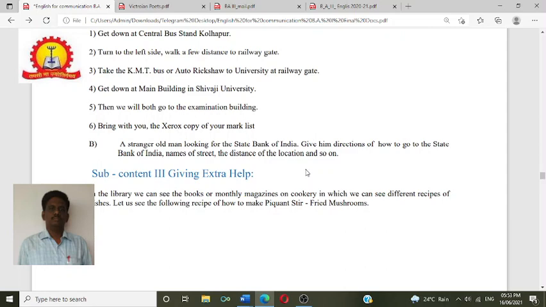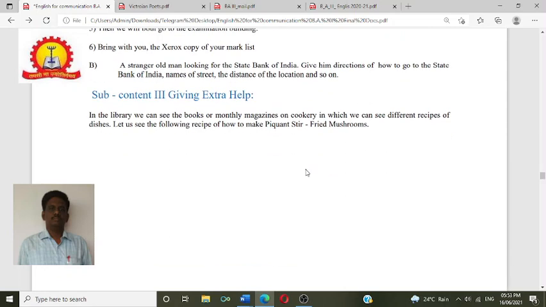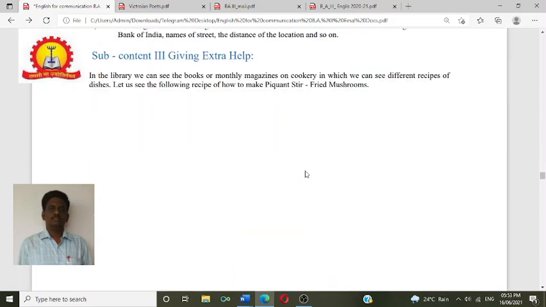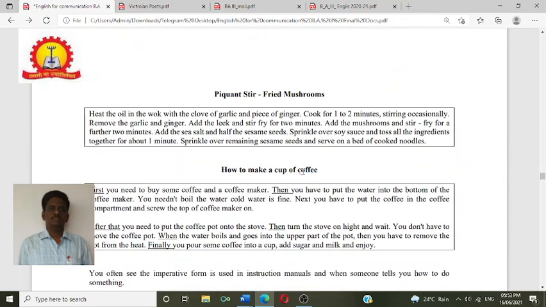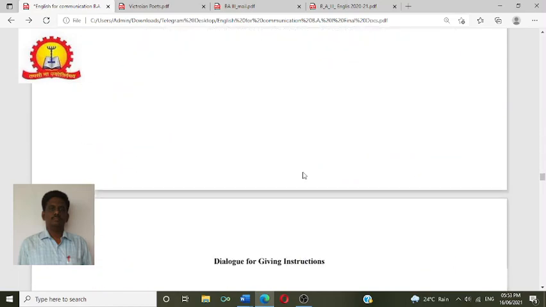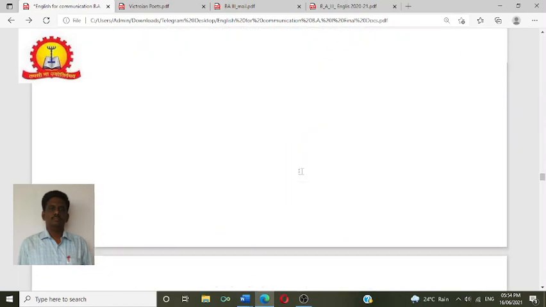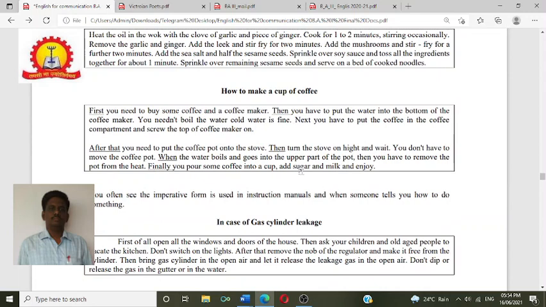So we will stop here and continue in the next session. In the next session we will continue with the third content of this module, that is giving extra help. Many times we give extra help to the person whom we are instructing. So we will stop here and continue to discuss this unit in the next session.